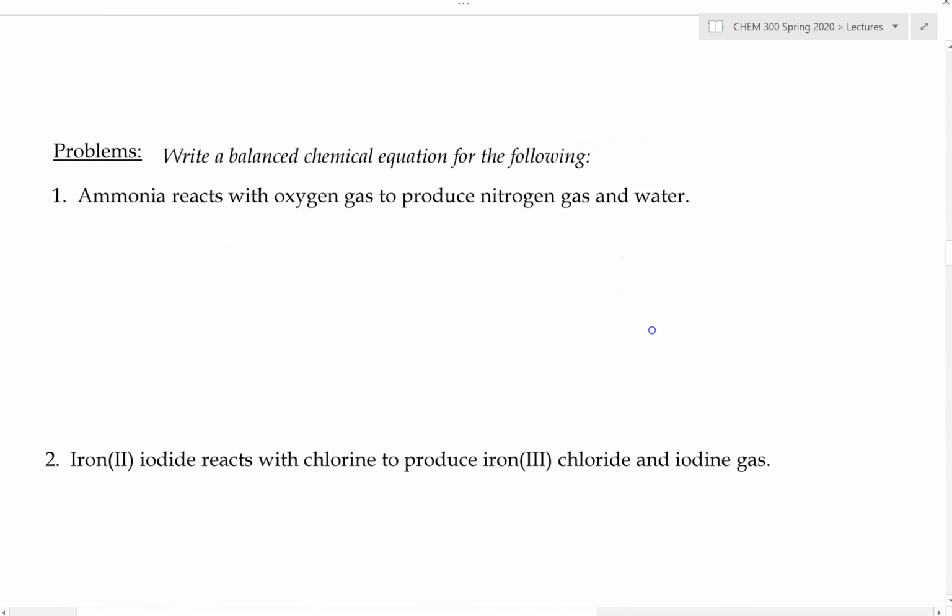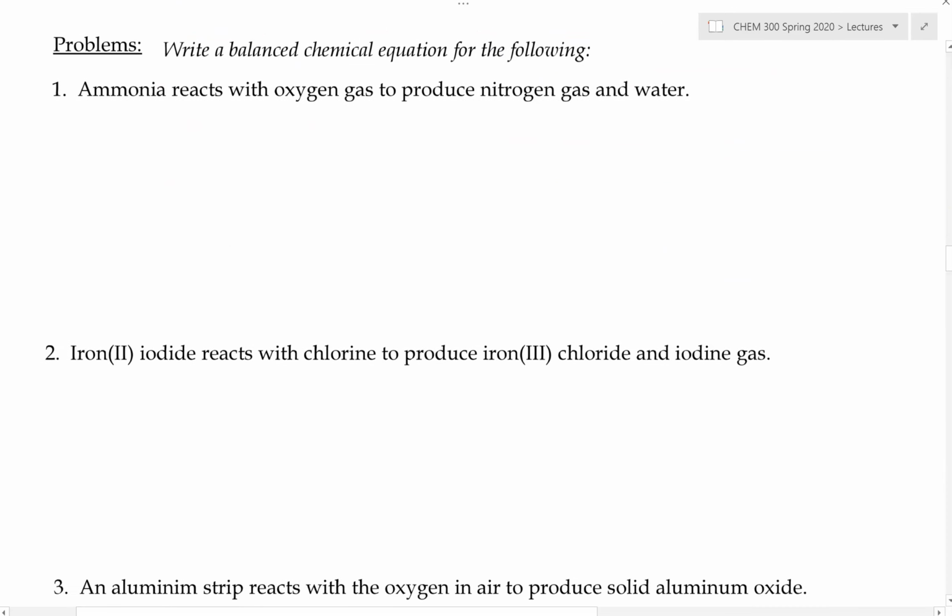Let's now try a few of these practice problems right here to make sure we know how to do this. So in the first reaction, here is a statement. We want you to write the balanced equation based on these statements that are provided. Ammonia reacts with oxygen gas to produce nitrogen gas and water.